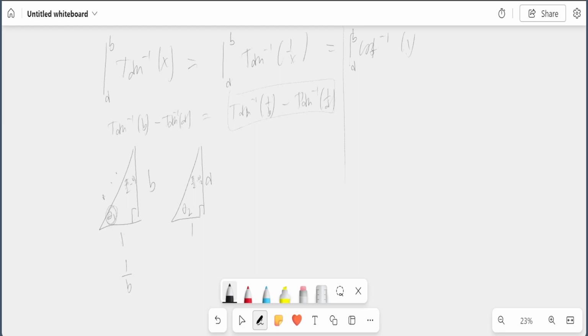Oh, you said you set the other angle. Set it equal to the other angle. So it's 90 minus theta 2. Or 90 minus tangent inverse 1 over b. Oh, yeah. Oh, shoot. Yeah. Okay, yeah.